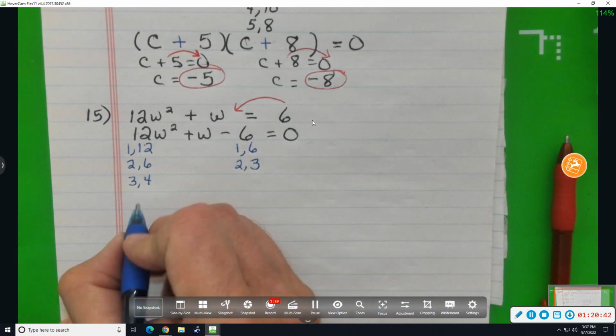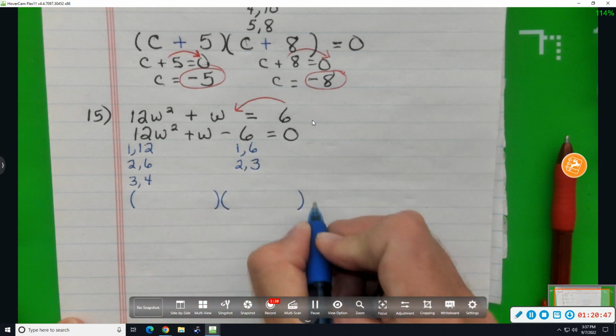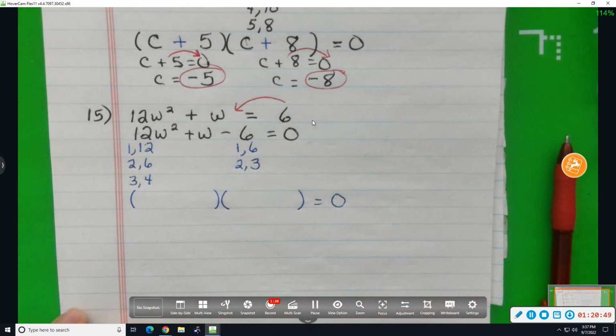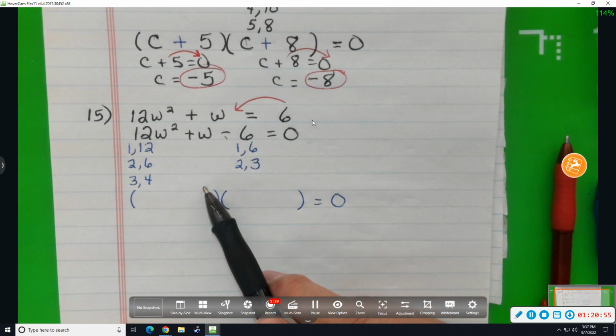I'll draw my two sets of parentheses. And when I draw the parentheses, it's when I decide about the signs. The second sign is minus, so what are we going to have here?